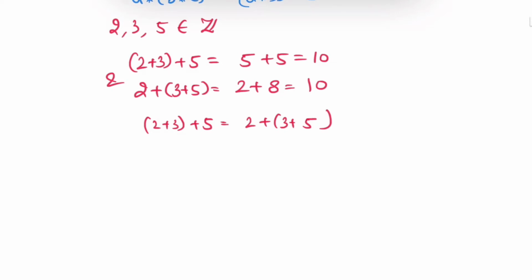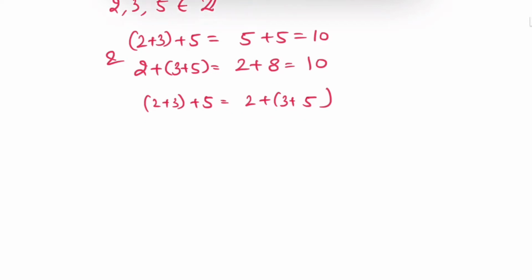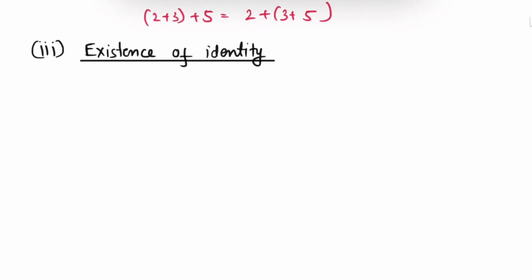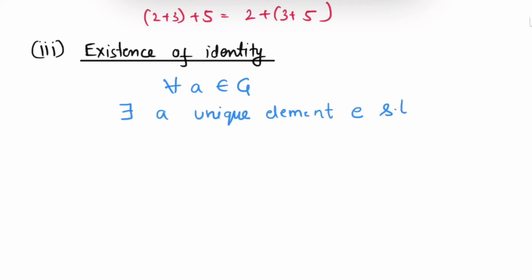Now let's see the third property, existence of identity. For any element A of G, if there exists a unique element E such that A star E equals E star A and this equals A again, then E is said to be an identity element.